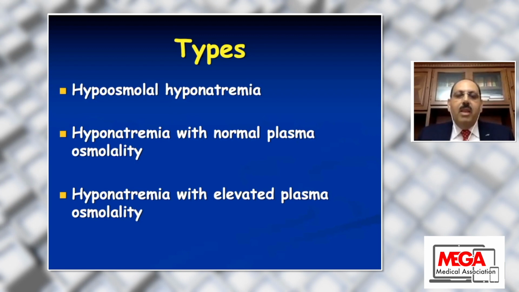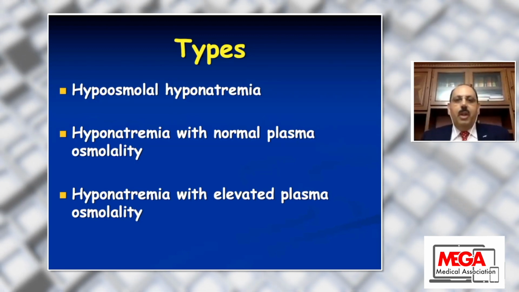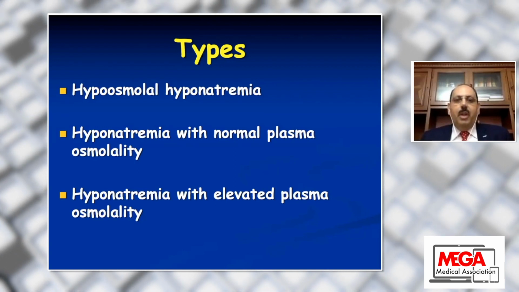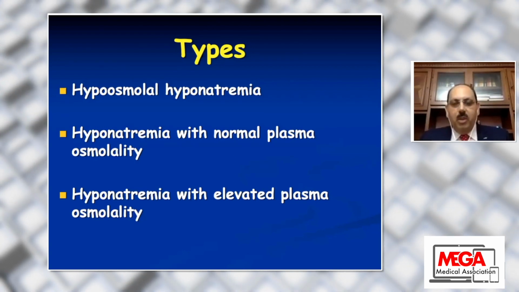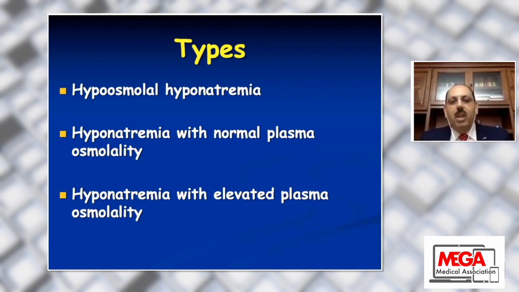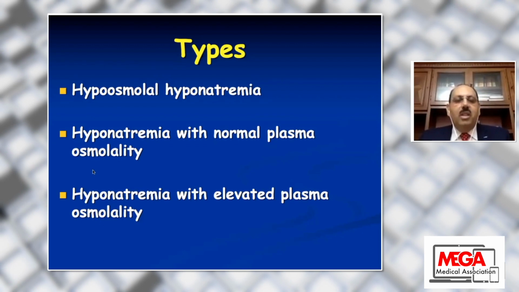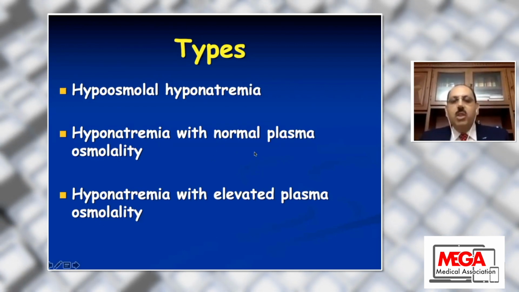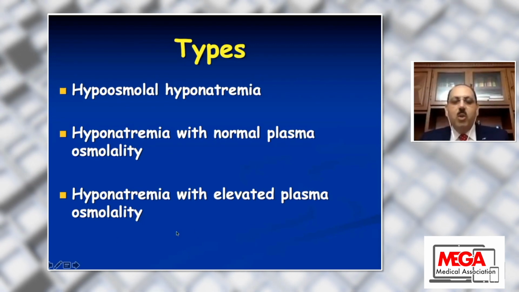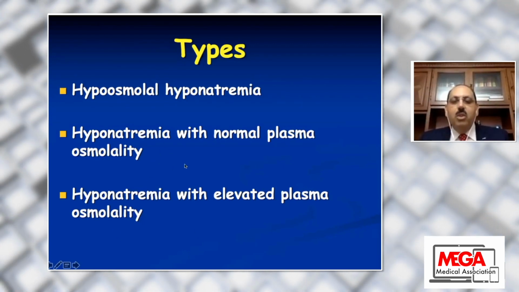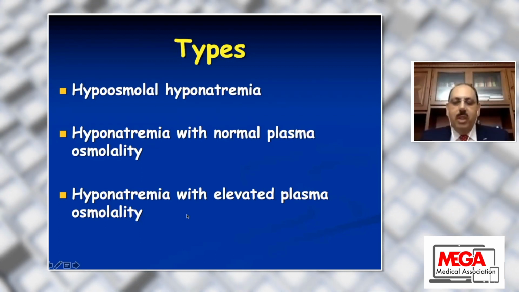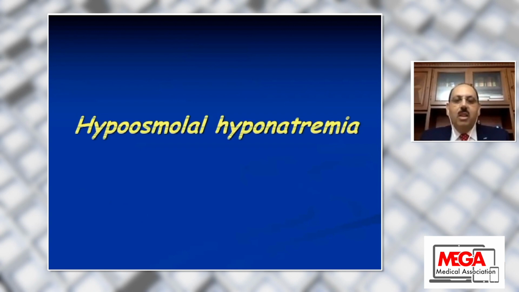The types of hyponatremia: either hypoosmolar hyponatremia, which is true hyponatremia, when the sodium level is low so the osmolality will also be lowered. Under certain conditions, hyponatremia may be associated with normal plasma osmolality or even with elevated plasma osmolality. And these two conditions are called pseudo-hyponatremia or false hyponatremia. Starting with the hypoosmolar hyponatremia.